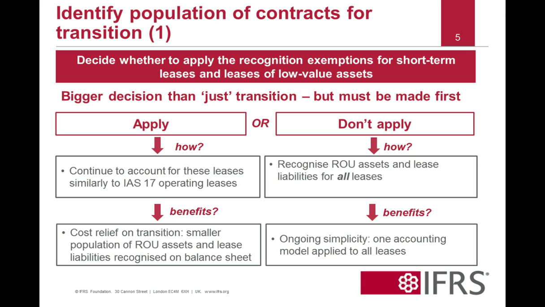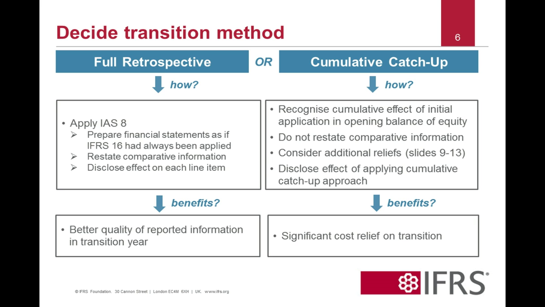So the main consideration in deciding whether to use these exemptions is, of course, the potential population of contracts that might be captured. The real benefit of using the exemptions is that for lessees with high volumes of these leases, applying one or both of the exemptions could substantially reduce the population of contracts for which assets and liabilities need to be recognised when IFRS 16 is applied. So for those lessees, using the exemptions might provide them with significant cost relief.